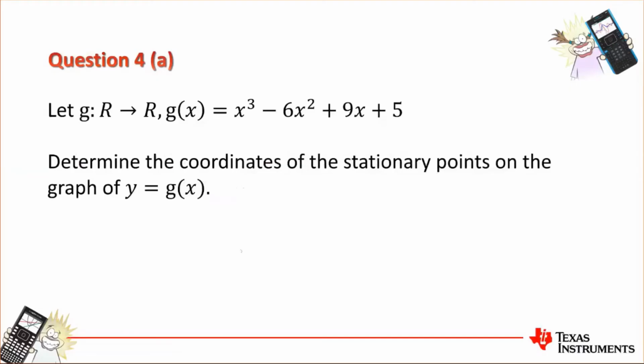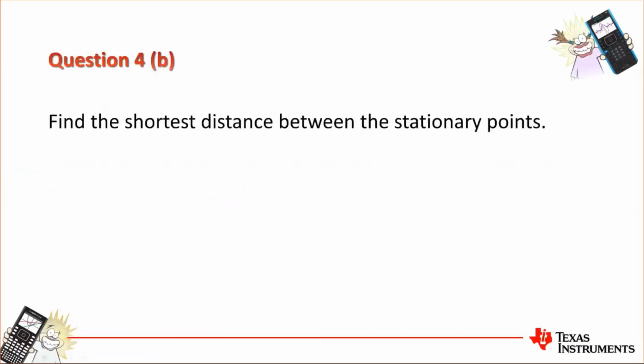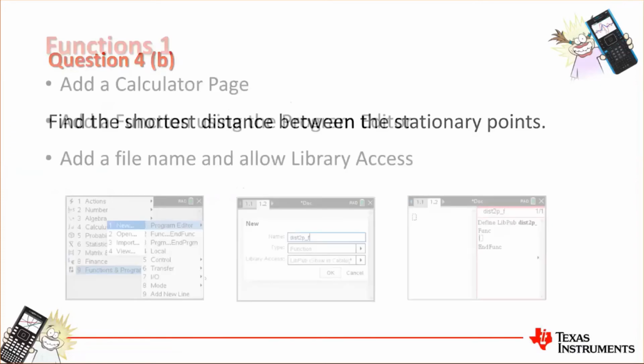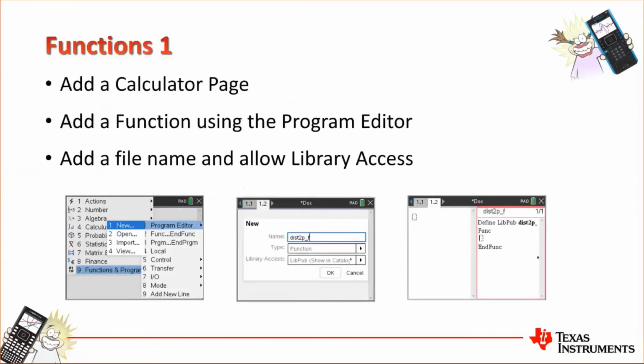Okay, the next part, 4b, says find the shortest distance between the two stationary points. So that's the next thing we've got to do. And we're all thinking Pythagoras' theorem, something like that. Sounds pretty good. All right, but we're going to do this in a slightly different way.